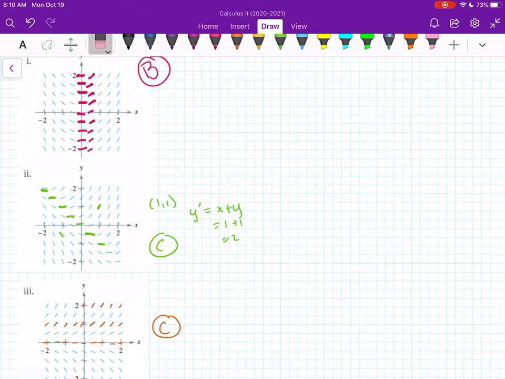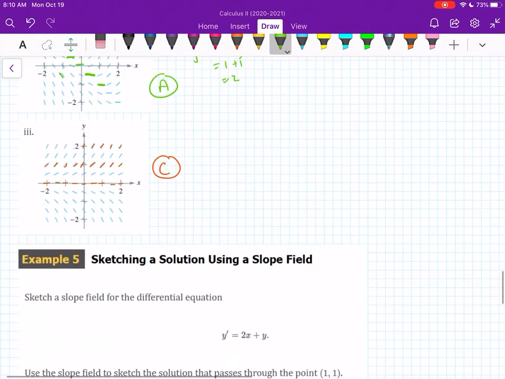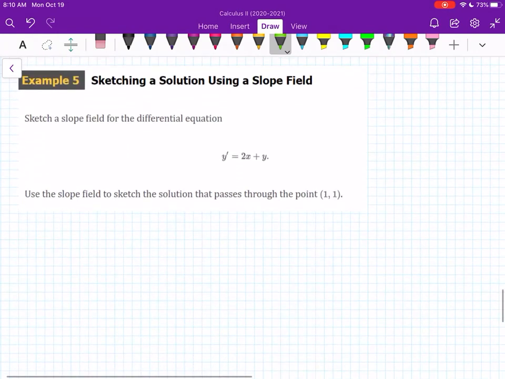So this would be graph A. Right? Is it A? Yeah, it's A. Great. Fantastic. All right, our last example.